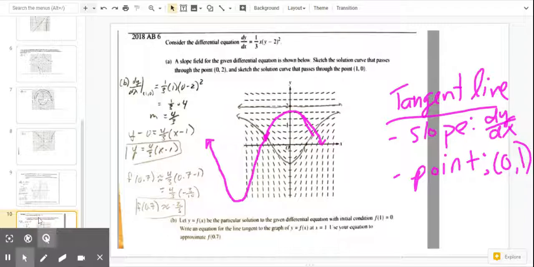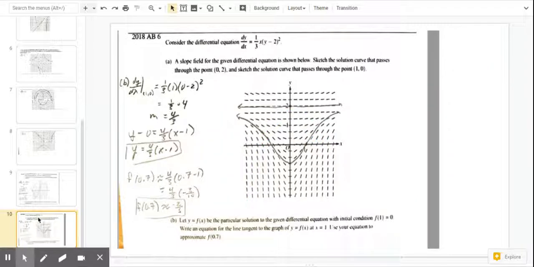So this next one is extremely similar. We've got a slope field for this differential equation. We want to sketch the solution curve that passes through the point (0, 2), and sketch the solution curve that passes through the point (1, 0).